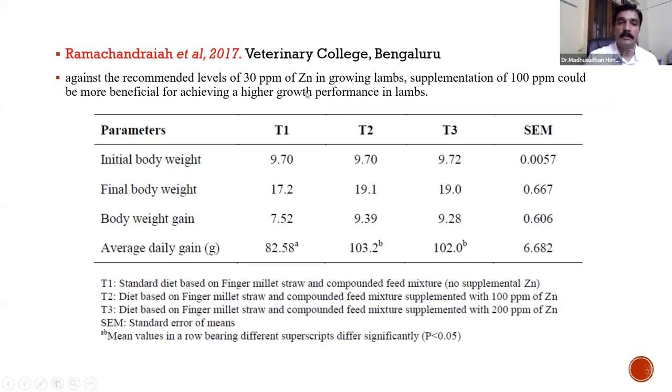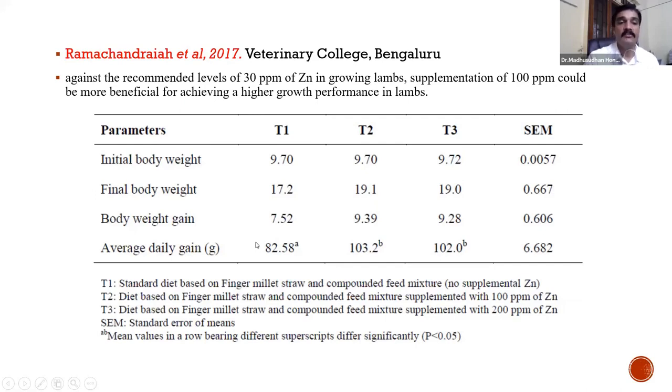He has supplemented zinc to growing calves. They made 3 groups: T1, which is the control, T2 and T3. T1 was getting the standard diet, which is based on finger millet straw and compounded feed mixture. That is the standard diet, the control group. T2 was supplemented with 100 ppm of zinc. T3 was given 200 ppm of zinc.